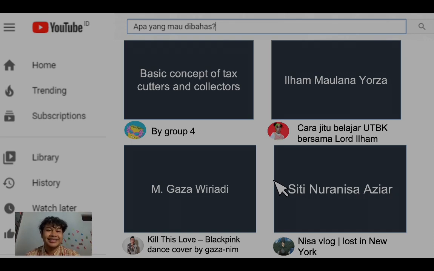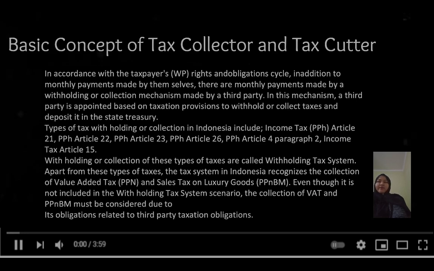In accordance with the taxpayers' (WP) rights and obligations cycle, in addition to monthly payments made by themselves, there are monthly payments made by a withholding or collection mechanism made by a third party. In this mechanism, a third party is appointed based on taxation provisions to withhold or collect taxes and deposit them in the state treasury. Types of tax withholding or collection in Indonesia include income tax (PPh) Article 21, PPh Article 22, PPh Article 23, PPh Article 26, PPh Article 4 Paragraph 2, and PPh Article 15.